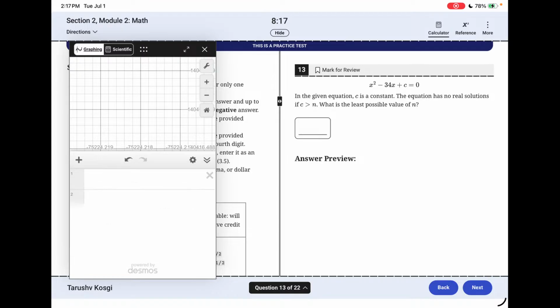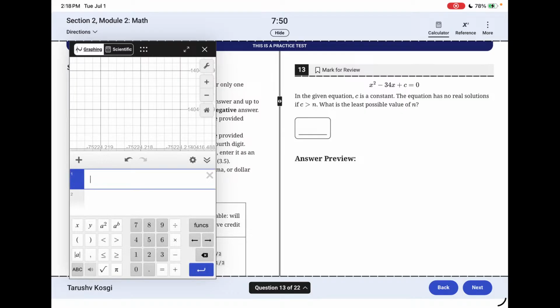Another one of these. In the given equation, C is a constant. The equation has no real solutions. If C is more than n, what is the least possible value of n? So I guess we plug in both sides. So y is equal to x squared minus 34x plus c. y equals 0.